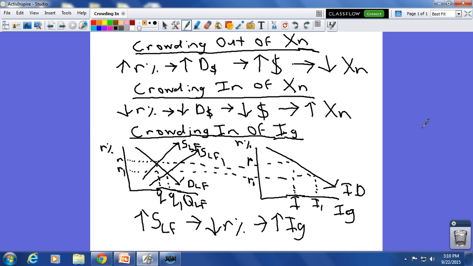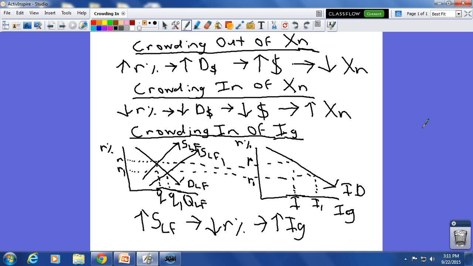So here's what happened. When the government ran that budget surplus, they saved money, that increased the supply of loanable funds, which implies that the real interest rate goes down. When the real interest rate goes down, you're going to see a growth in gross private investment because it is cheaper to borrow and invest. That is called the crowding in of investment. The increase in the supply of loanable funds lowered your real interest rate and increased the amount of gross private investment.